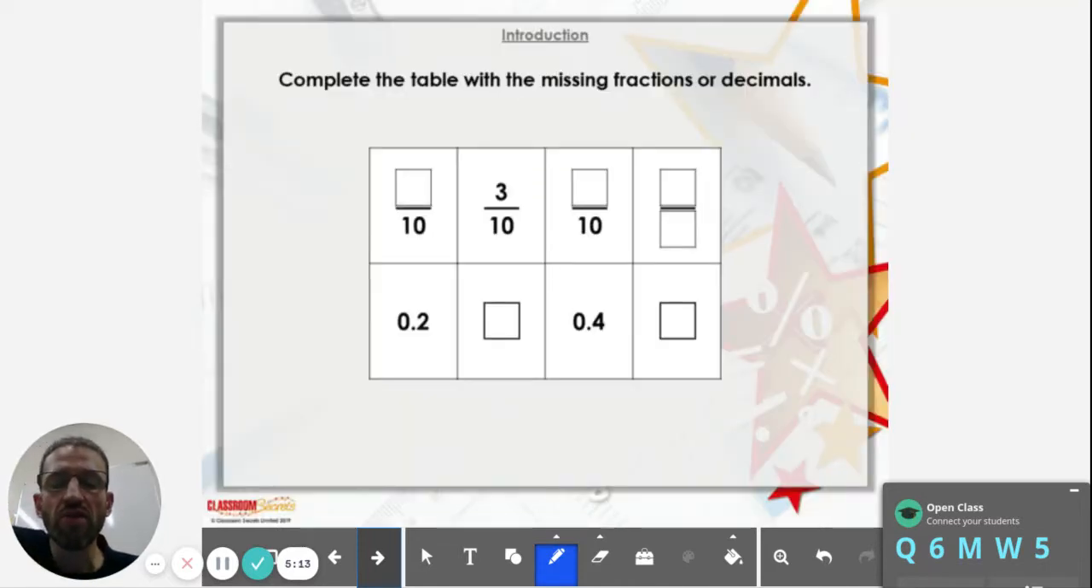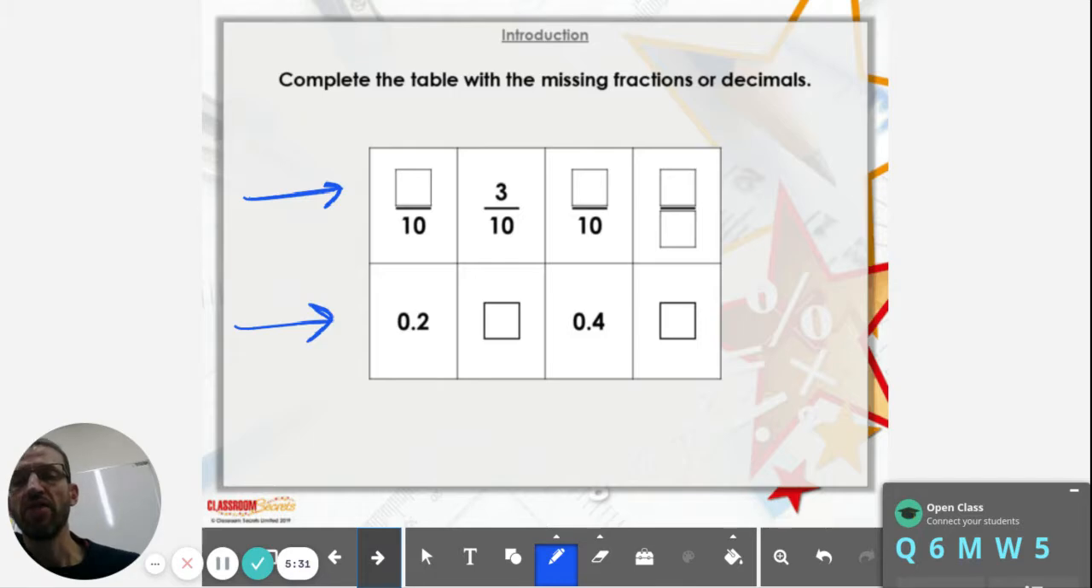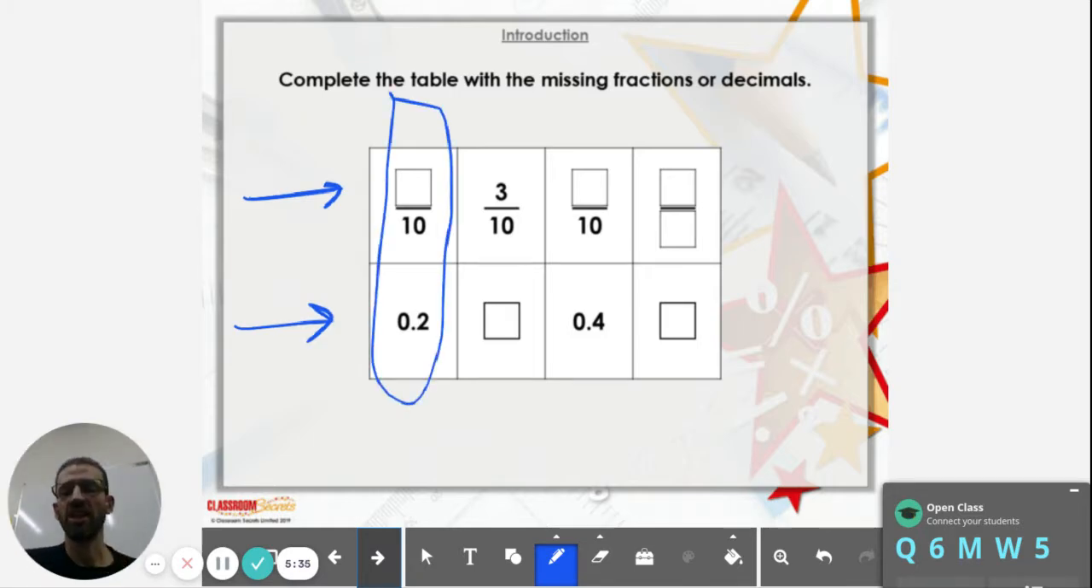So you're going to have a range of questions to do with tenths and decimal places. Let's work through some together. Can you match the missing fractions or decimals? So whatever is on the top row here will also need to be represented on the bottom row. So have a little look now. This is the first pair. You've got to make the same representation.